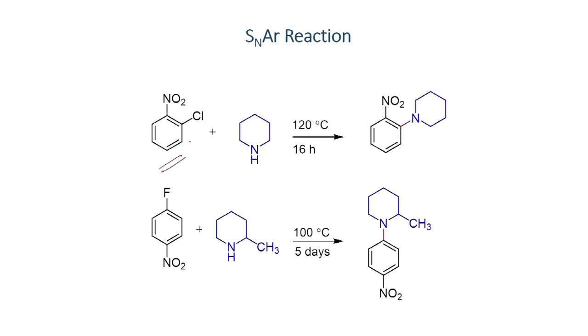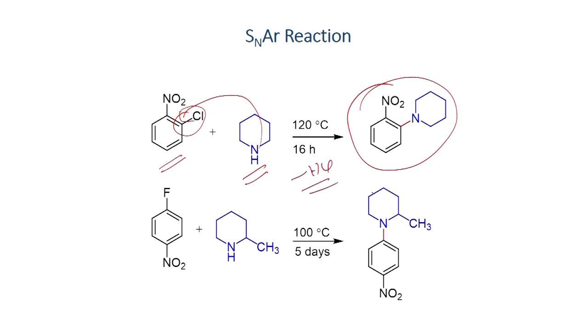Here some examples are shown, and in the first one, you have the leaving group at the ortho position, this is the nucleophile which can undergo reaction, and you will be able to get this substituted nitrobenzene as the product. You can see here, the reaction takes place at the ortho position, and Cl is the leaving group, and you can get this substituted nitrobenzene as the product.